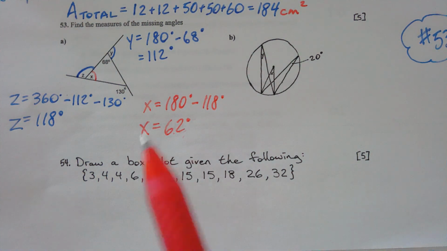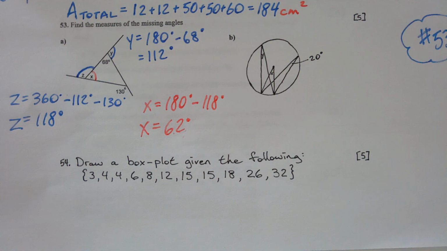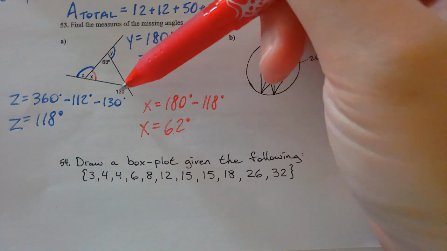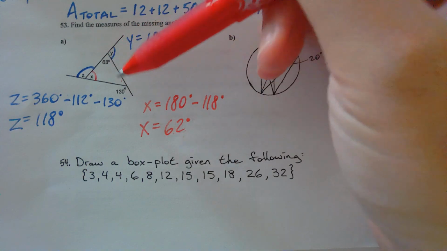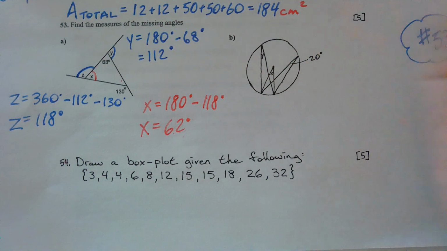Okay, the other way that you could have done it is if this is 130, that means this is 50. And then 68 plus 50, subtract that from 180, you can get your x that way as well. So usually with these ones, there's a couple of ways to solve it.